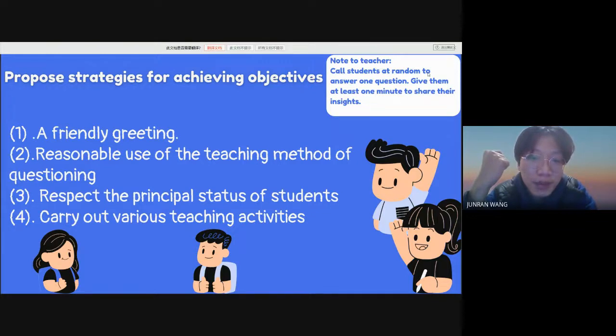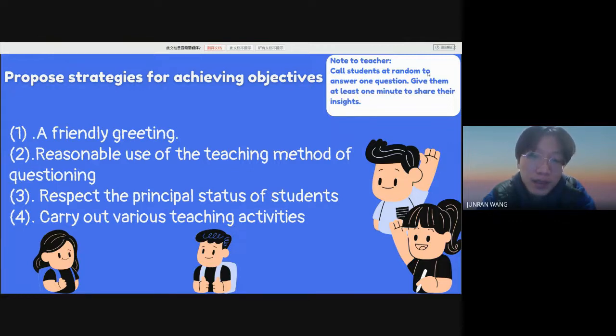For the first, a friendly greeting. It's very important for students and teachers to greet each other before the class begins. Through a short greeting, students and teachers can establish emotional communication, which is more conducive to carrying out teaching activities.